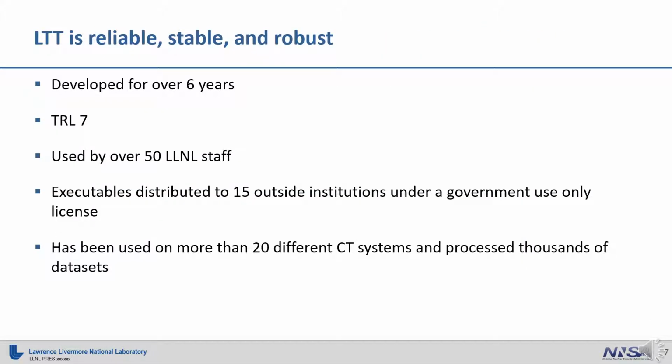So LTT is reliable, stable, and robust. Like I've said, development has been going on for over 6 years. It's at TRL level 7. It's used by over 50 staff here at Livermore, and executables have been distributed to 15 outside institutions under a government use-only license. In addition, it has been used to process data on more than 20 different CT systems and process thousands of data sets. So this is evidence that it is stable, robust, and reliably reconstructing with multiple users, multiple scanners over a long time.